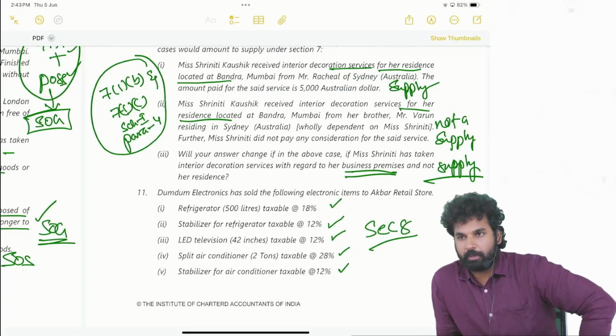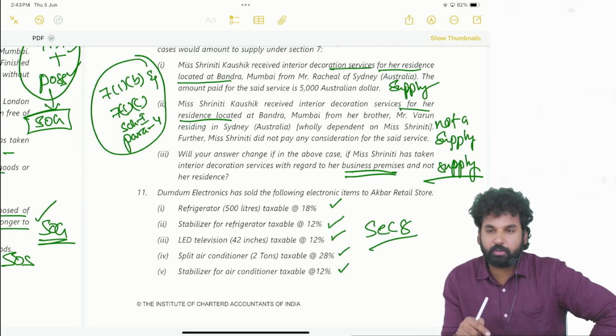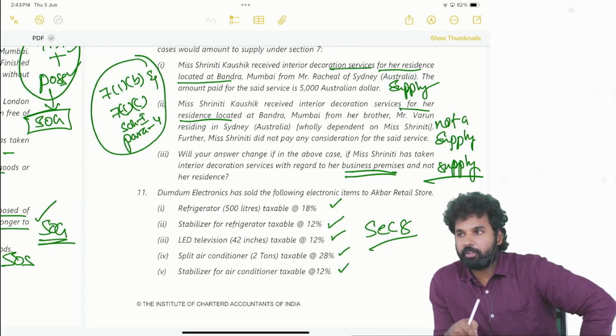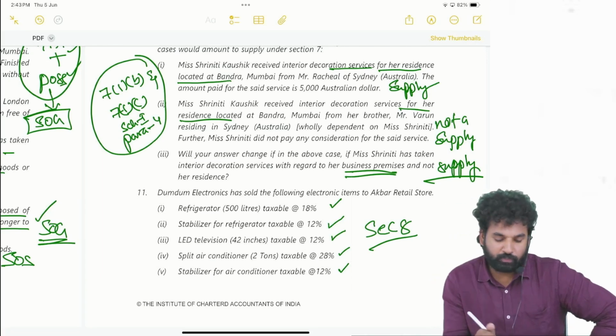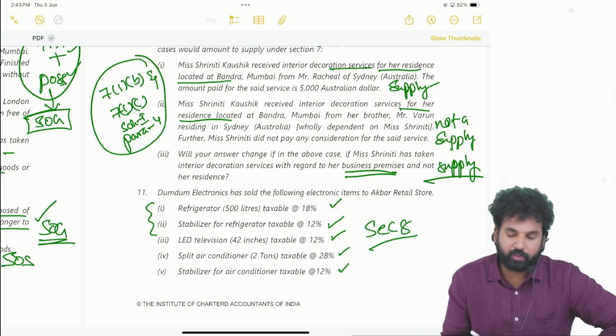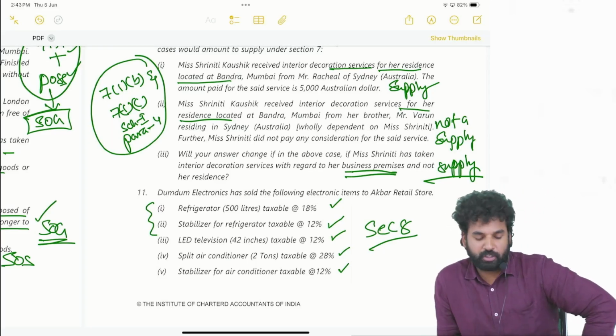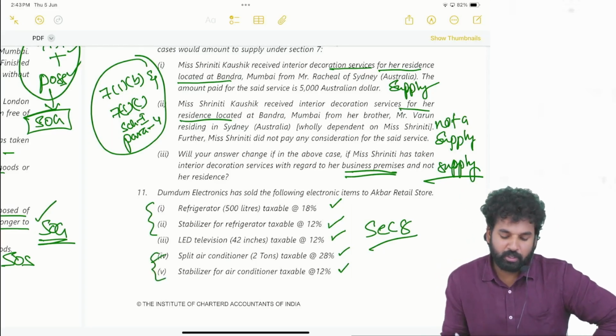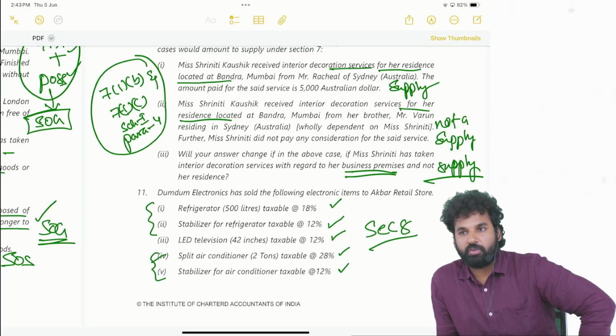Go for mixed supply. See, first of all, it is a composite supplier. Naturally bundled. If only refrigerator and stabilizer is provided, it is naturally bundled. AC and stabilizer means naturally bundled. It is not the case here.